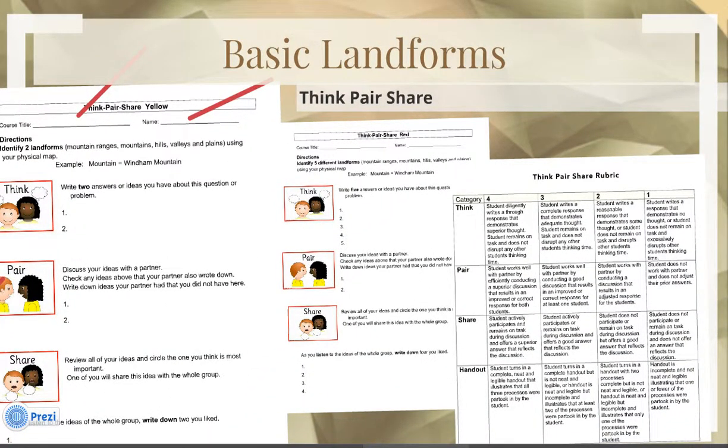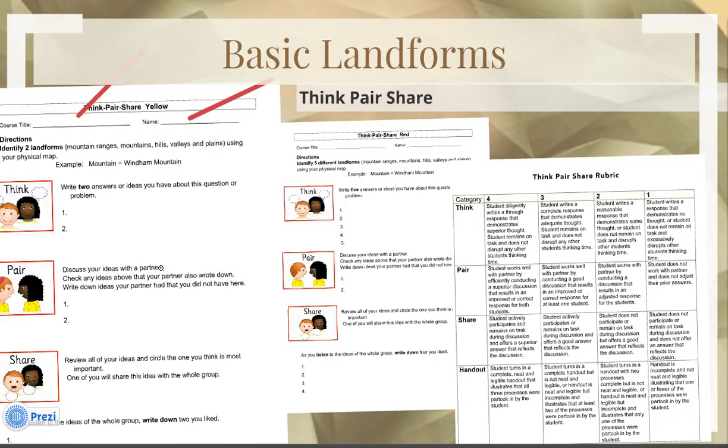Session 5 is going to be on basic landforms. We're going to be using the think, pair, share strategy. So we're going to do the PowerPoint, we're going to discuss terms, we're going to look at the physical map and identify some landforms, and then I'm going to divide the class into pairs. I'm going to distribute a map to each student, and then we're going to do the think, pair, share strategy.